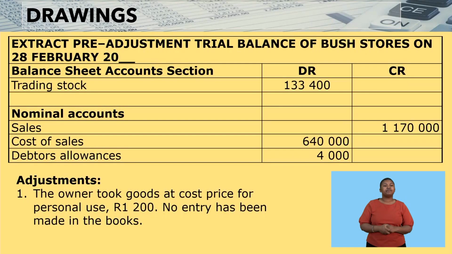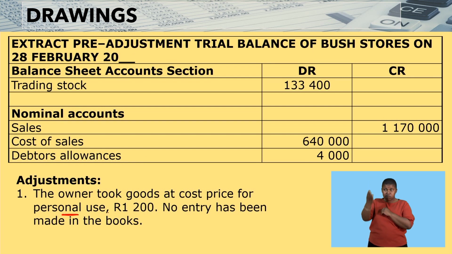So the first adjustment that we have reads as follows. We have an extract, so this is only an extract, the pre-adjustment trial balance of Bush Stores at the end of the financial period, which is on 28 February. In our list of balances, we have our trading stock. In the nominal account section, we have our sales, cost of sales, and debtors allowances. Now, the adjustment reads, number one, the owner took goods at cost price for personal use, very important, 1,200. No entry has been made in the books.